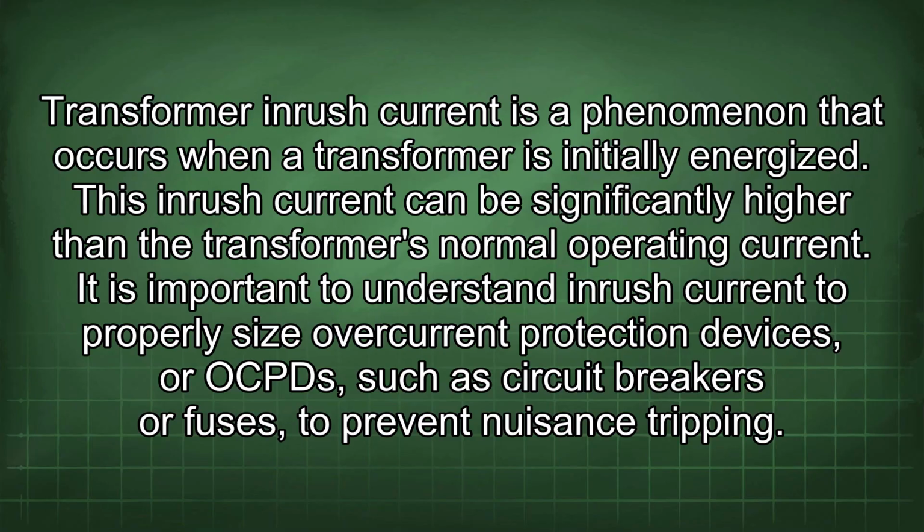Transformer inrush current is a phenomenon that occurs when a transformer is initially energized. This inrush current can be significantly higher than the transformer's normal operating current. It is important to understand inrush current to properly size overcurrent protection devices, or OCPs, such as circuit breakers or fuses, to prevent nuisance tripping.